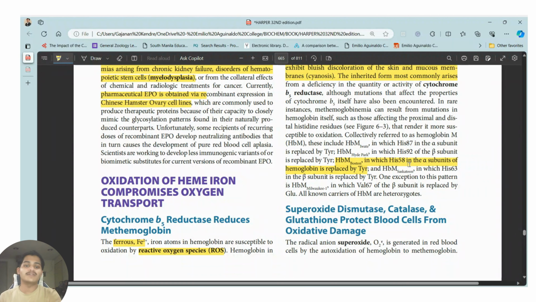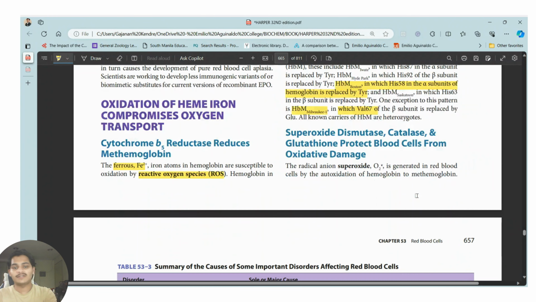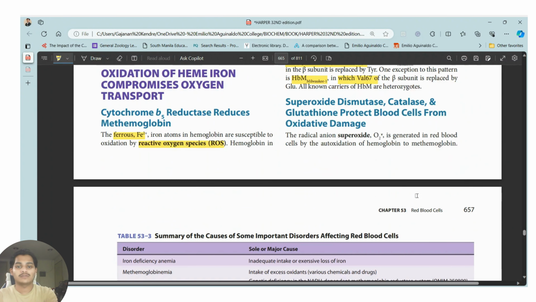HbM Boston causes a mutation at the alpha subunit of the hemoglobin, which is replaced by tyrosine. And there is one exception, valine, in the case of HbM Milwaukee 1, where valine 67 on the beta subunit is replaced by glutamate. It's also known as heterozygous.